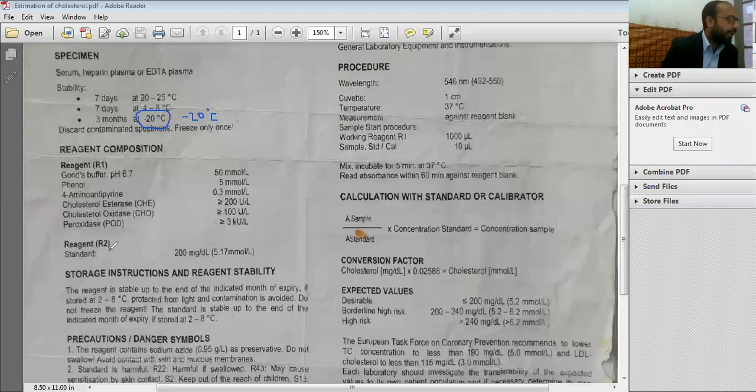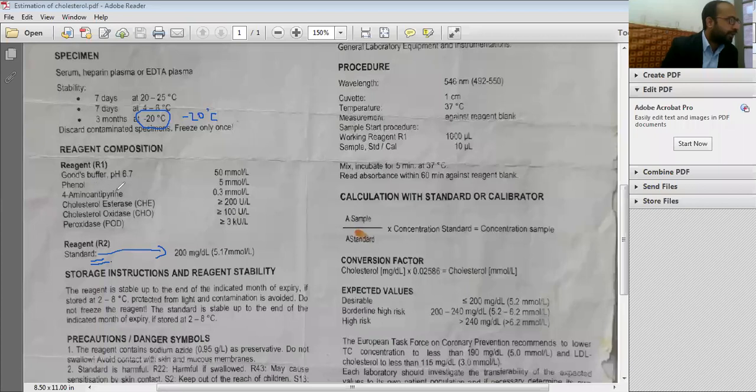And there will be another reagent that is called R2. It will be standard solution of cholesterol, and every solution will be standard if its concentration is known. And R2 will be the standard solution of cholesterol, and its concentration will be 20 milligram per deciliter.